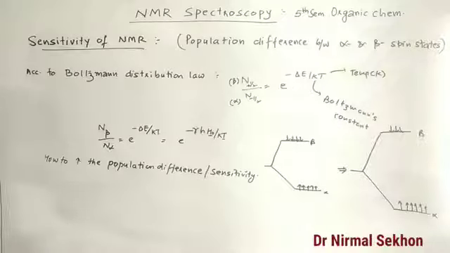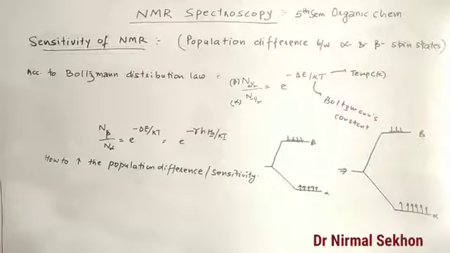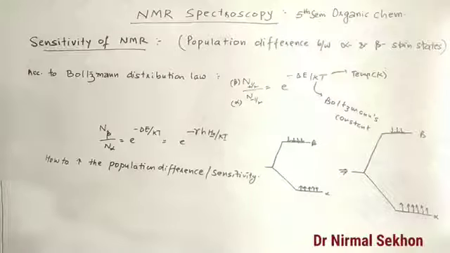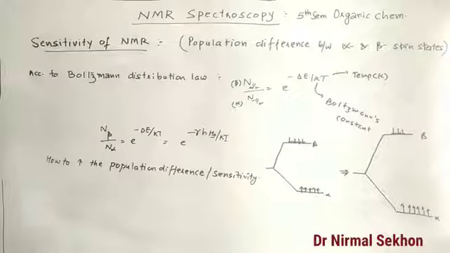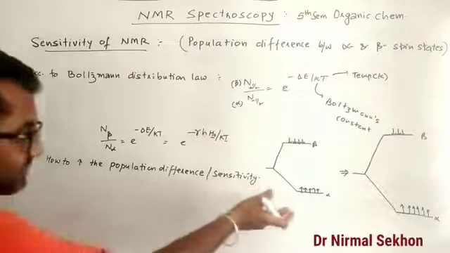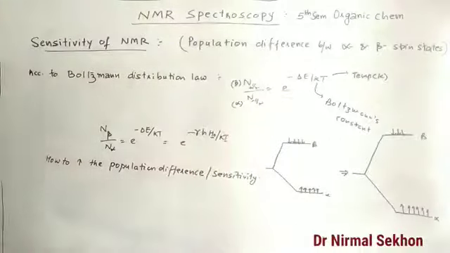But if the difference in population between ground state and excited state is not zero, meaning the ground state is more populated than the excited state, then more nuclei will absorb than come down. So more molecules are going up than going down. It means there is net absorption of energy, and only then will a signal appear in the spectrum. Otherwise, there will be no signal. This is called the sensitivity. So we have to increase the absorption of energy, and that can be done by increasing the population difference.